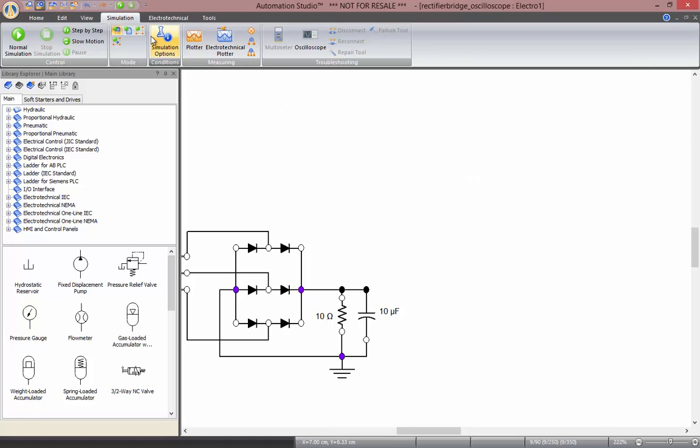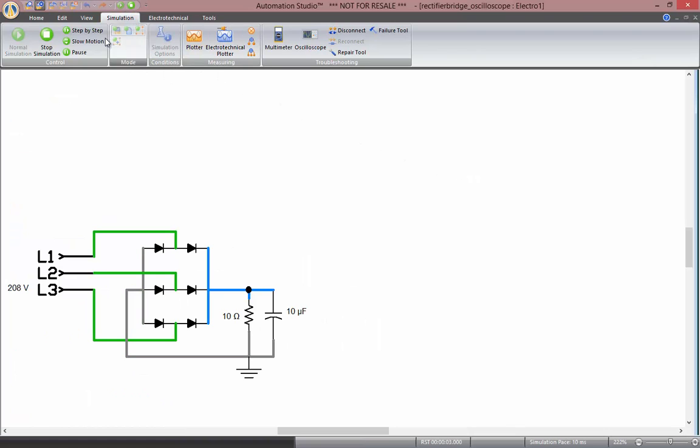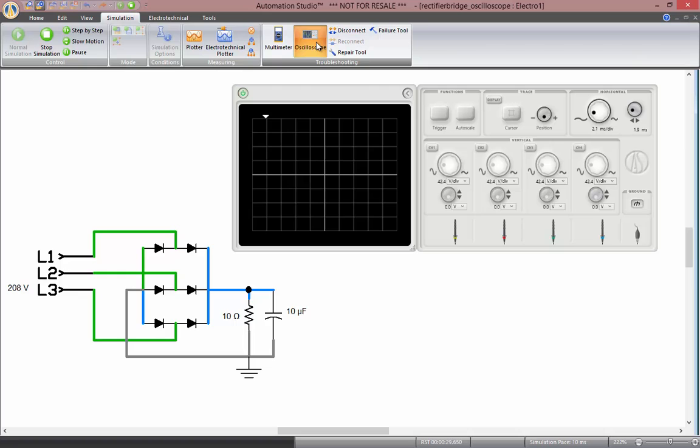In this file, we have a three-phase AC source going through a rectifier bridge, and the bridge is connected to a resistance that will act as a load and a capacitor for a smoothing device. To activate the oscilloscope, you can find it in the troubleshooting. And here we have a very realistic interface for the oscilloscope.